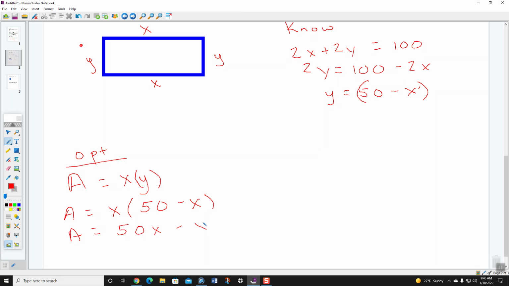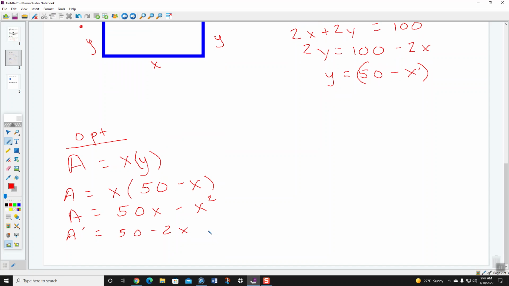Yeah. Okay, so the question is this. We're trying to optimize our area. Have I been able to write my area in terms of one variable now? Okay, so help me out, guys. What's A prime going to equal? 50 minus 2x. Right? And once I've differentiated, we're looking for critical points, so we're going to set this equal to what? 0.